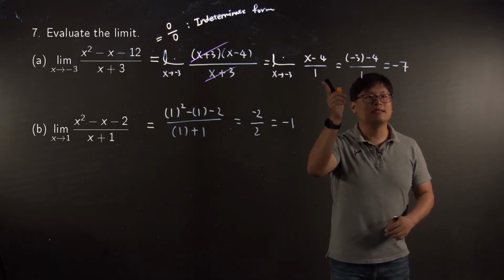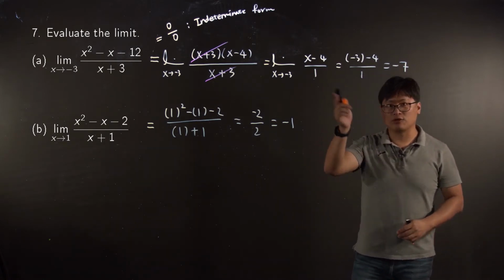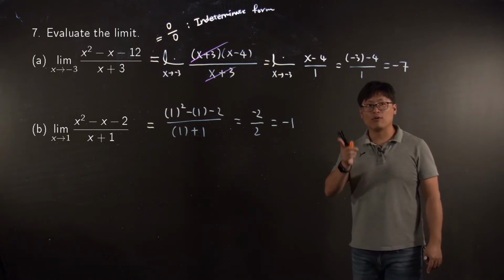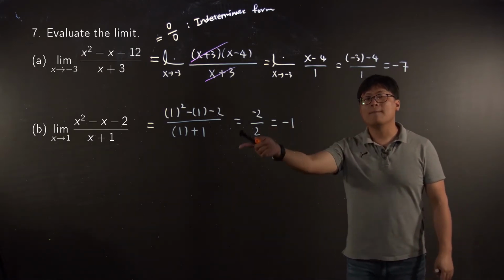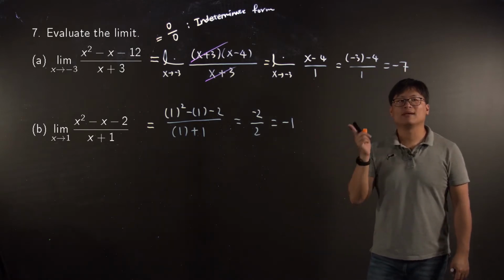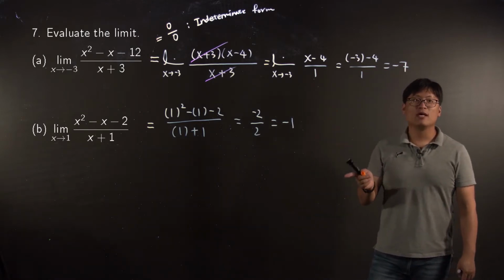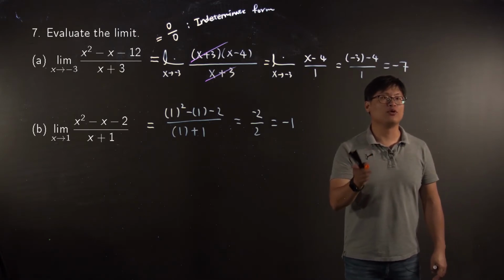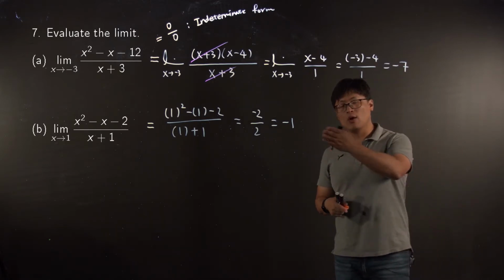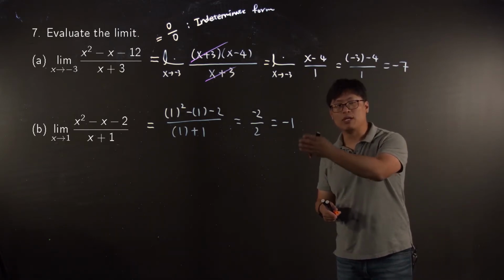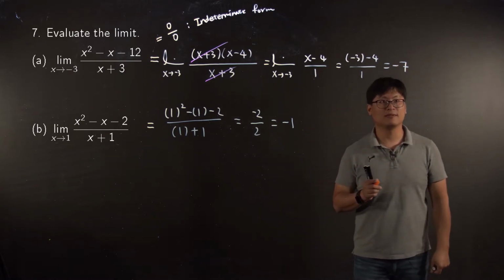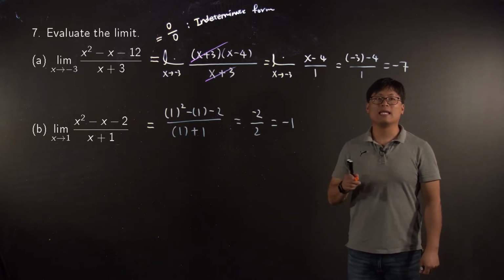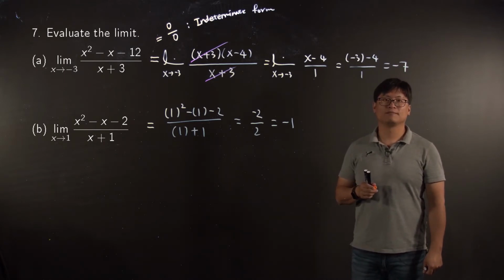Problem A is discontinuous at x equal to -3. That's why you have to do it this way, and it was indeterminate form. But B is continuous at x equal to 1, which means your limit value is always equal to your function value. That's why we can evaluate your limit value by simply plugging in x equal to 1. Does it make sense? We're going to talk about the details of this in the continuity part.